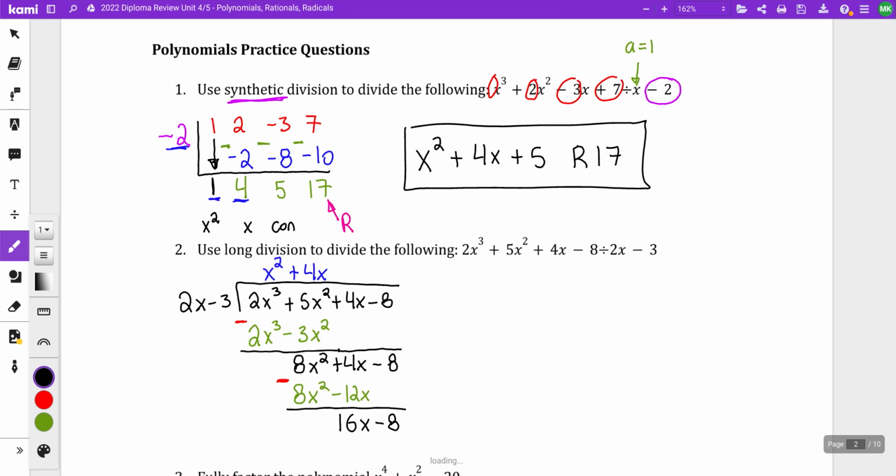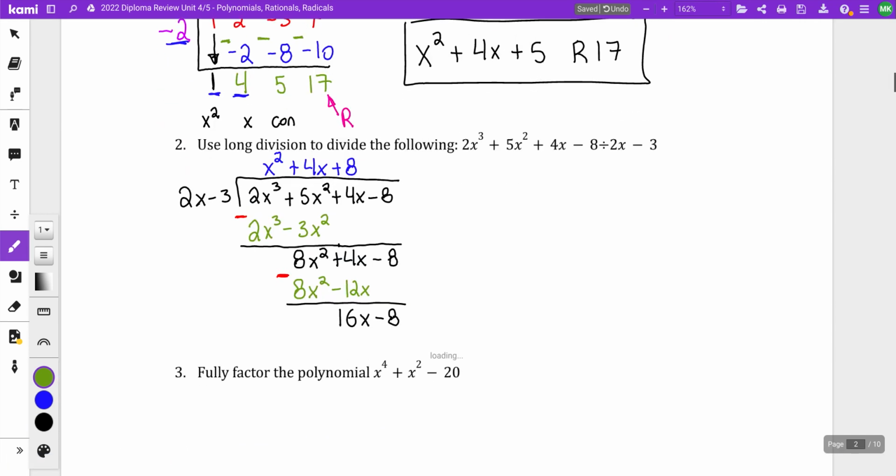And repeat the process one more time. 2x, I'm going to have to times by 8 now. That will give me 16x minus 8, 16, 24. And subtract. 16x minus 16x is gone. Negative 8 minus negative 24 is going to give you positive 16. That is your remainder.